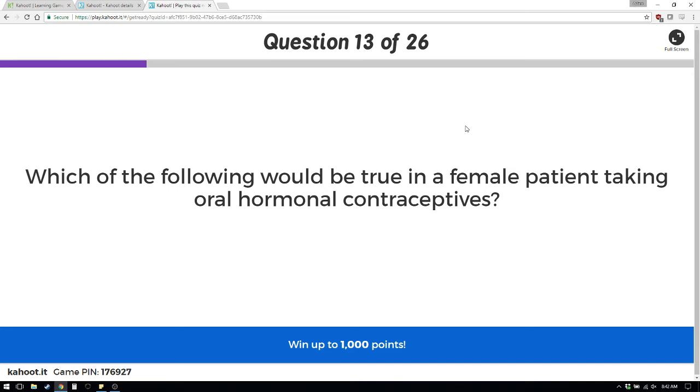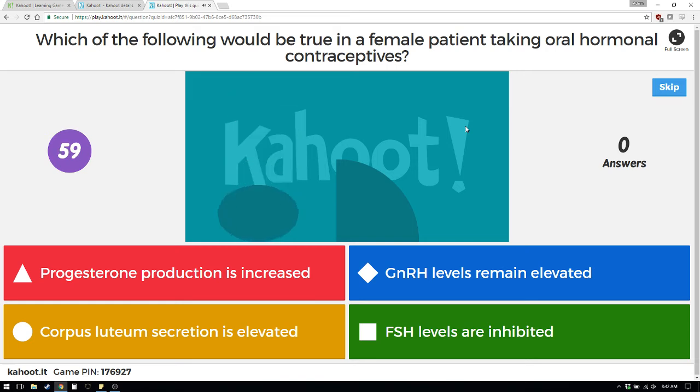Which of the following would be true in a female patient taking oral hormonal contraceptives? It's just screwed you and put like a male patient and see whatever I thought.